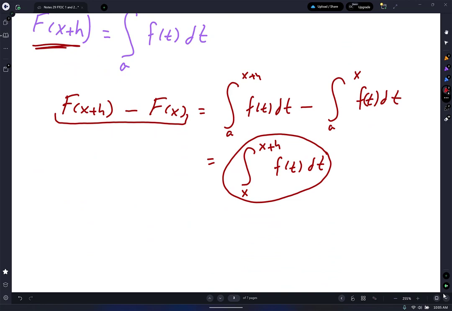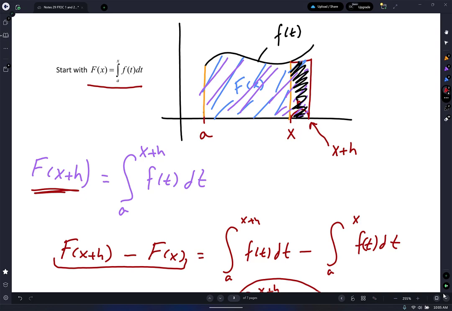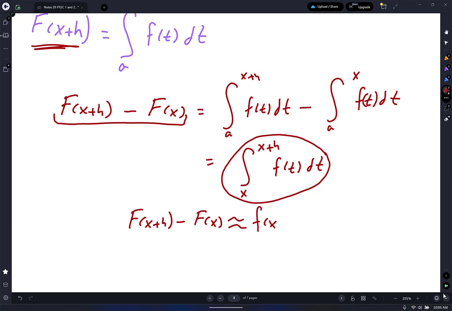I'm going to do this: F of x plus h minus f of x. And I'm going to use the approximate symbol for now. It's approximately, I'm not going to write this integrand, I'm going to write the area of this curve. If I'm using LRAM, this height is dictated by, what's the height of that rectangle there? f of x. And the width is just going to be, what's x plus h minus x? Yeah, just h, good job, just h.